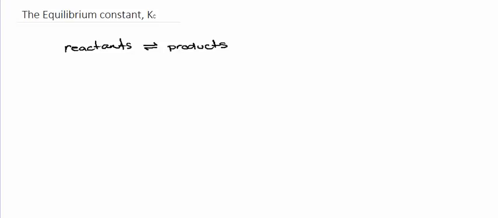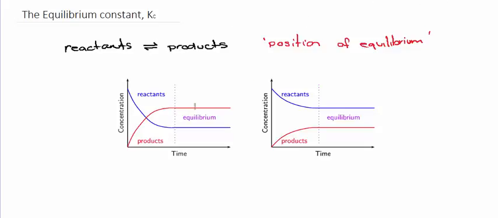In the previous video, I mentioned the position of equilibrium in terms of whether there was a higher concentration of products or reactants when equilibrium was established. So in this situation here, we can see that at equilibrium, we've got a higher concentration of products, which means that the reaction has a higher yield. We're further to the right over here.